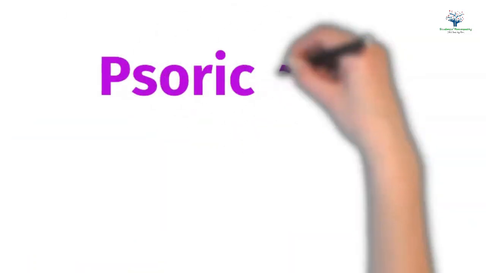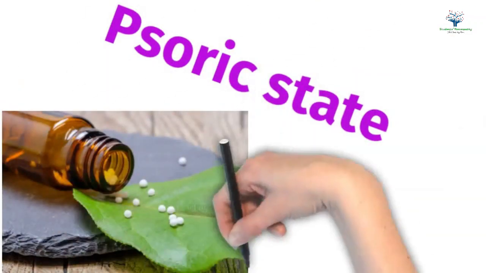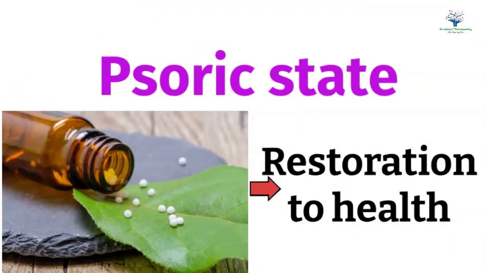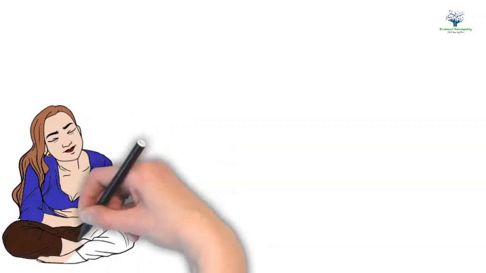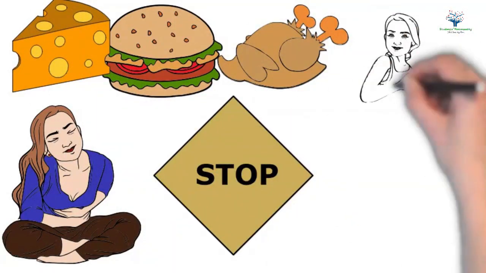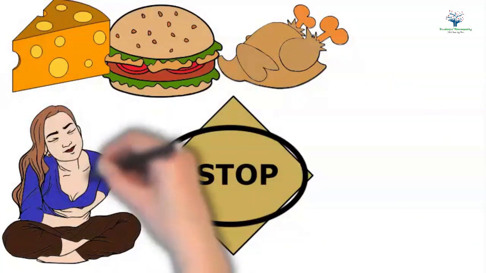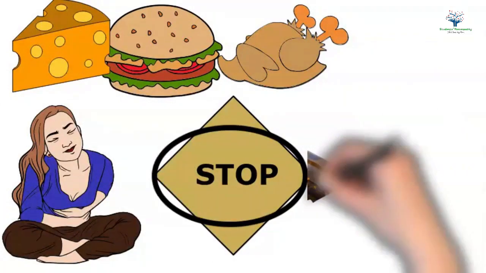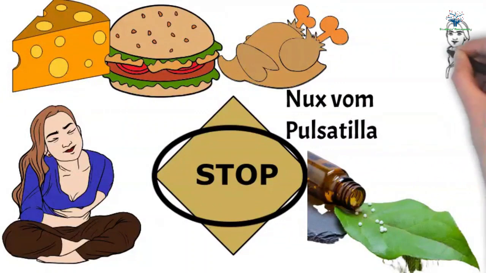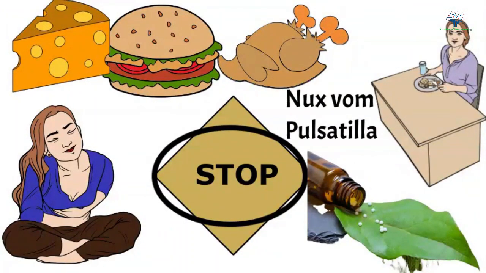However, if the psoric state within is disturbed somehow, a few doses of homeopathic medicine are necessary to restore the health. For example, if a man has disturbed his stomach by overeating or taking rich and spicy foods, he must stop it to get his health. However, if despite it the suffering is prolonged, a few doses of homeopathic medicine, you can say Nux vomica, Pulsatilla, etc., according to symptoms, are necessary for restoration to health.